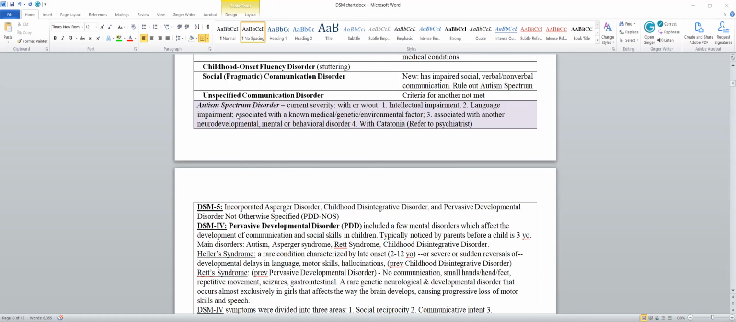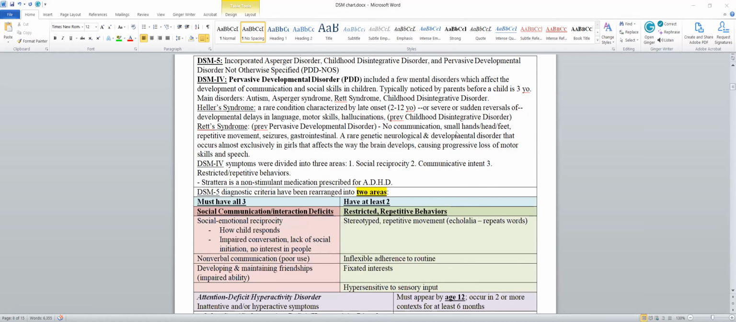So I'm going to go back a little bit. Autism spectrum disorder, you list the current severity with or without: 1, intellectual impairment; 2, language impairment associated with a known medical, genetic, or environmental factor; 3, associated with another neurodevelopmental, mental, or behavioral disorder; or 4, with catatonia. And if it's with catatonia, refer to a psychiatrist.